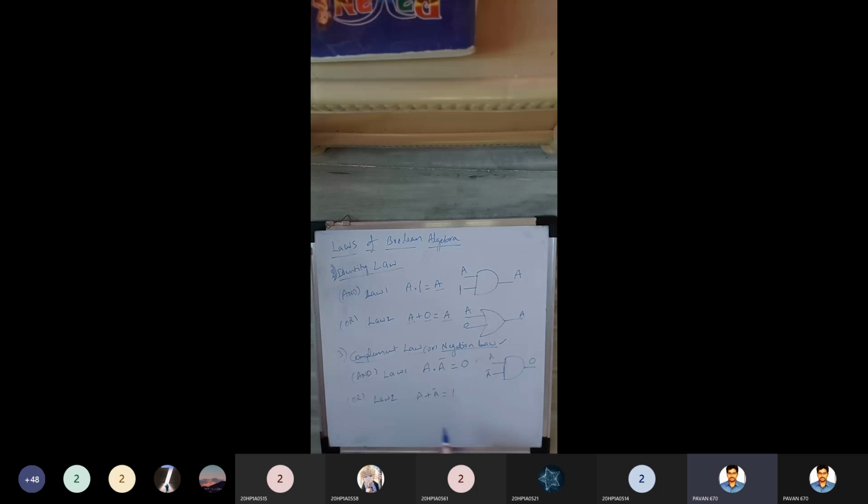So here also you can write the statement. This law states that any variable ORed with its own complement is equal to 1. So if you do the OR operation of a variable with its own complement, you will get 1 here. If you go with the ANDing operation of a variable with its complement, you will get a 0. Okay.